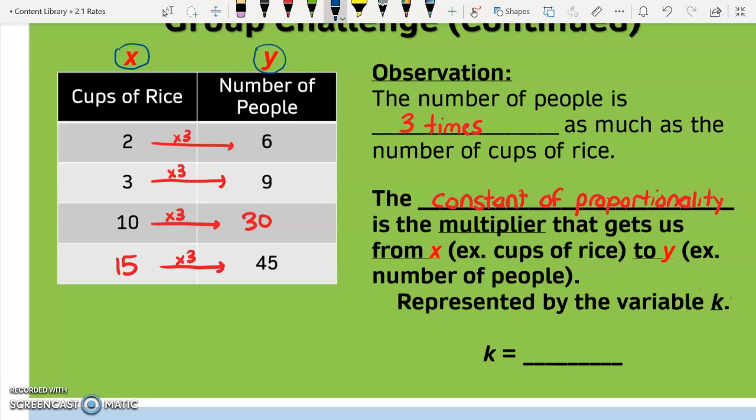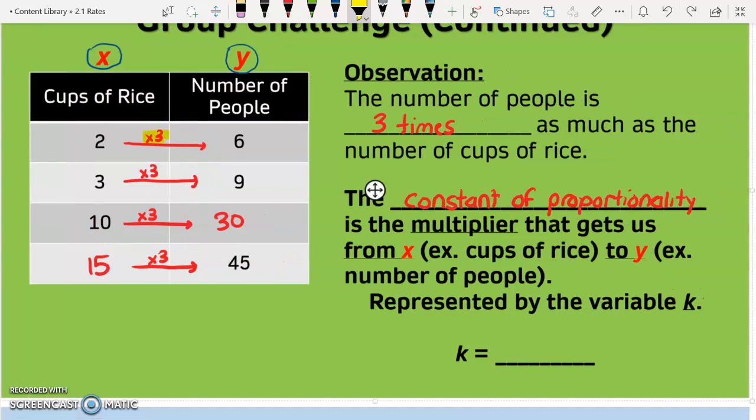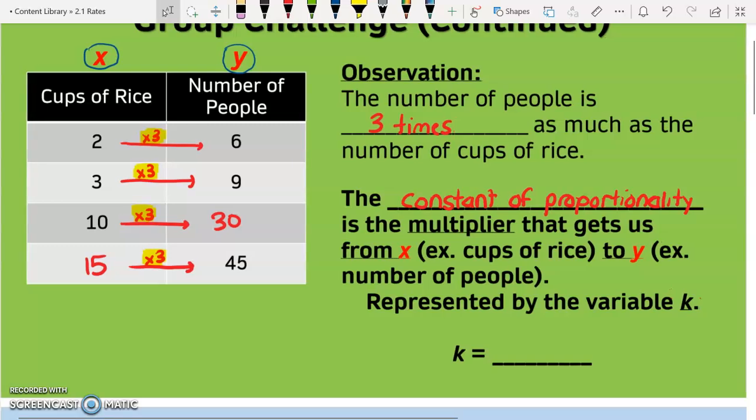We haven't done that before, and that's no different. It's just now we're adding some more notation, right? So the multiplier that gets us from x to y, that's going to be this times 3 in this case that we've been talking about in this example. That's the number we can multiply by to get us from x, the cups of rice, to y, the number of people. We represent the constant of proportionality with a variable, right?